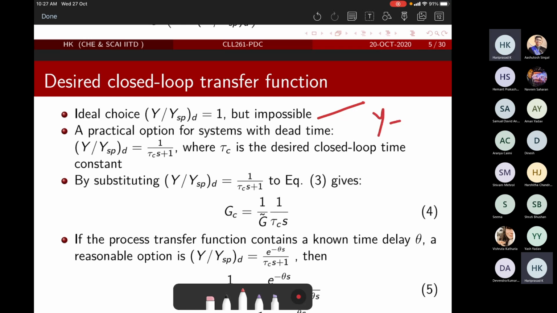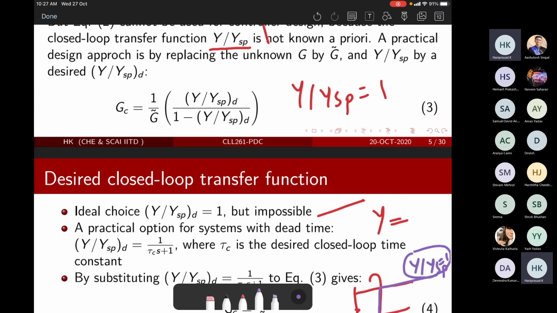When you start, like magic, right? You start your process, so say this is the set point, and you do some set pointing. Magically, y becomes ysp. This essentially means that y by ysp is equal to 1. This is impossible, and most importantly, if you put y by ysp equal to 1, this equation 3 would turn to infinity. So don't do that.